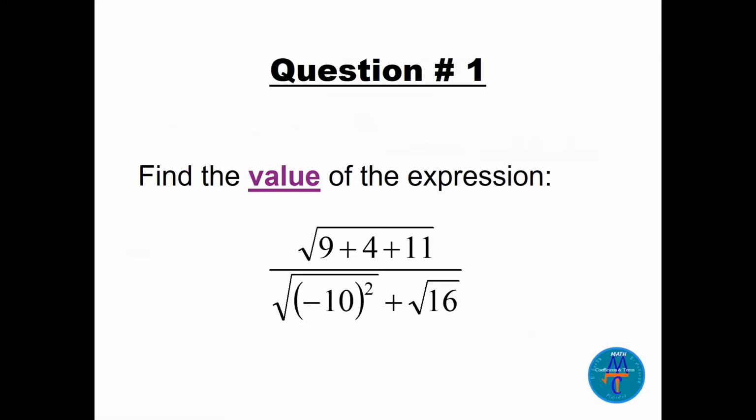Let's see question number 1. Find the value of the expression. Oh, nice question here. It's a good idea if you pause a little here and then try it. Square root of 9 plus 4 plus 11, all divided by square root of minus 10 squared plus square root of 16. It's not difficult. Simple numbers, simple fraction. Just try. The important thing here, try to avoid the errors. If you avoid the errors, you'll be in good shape.